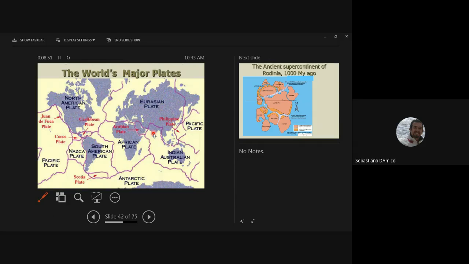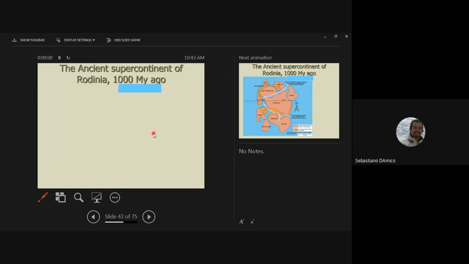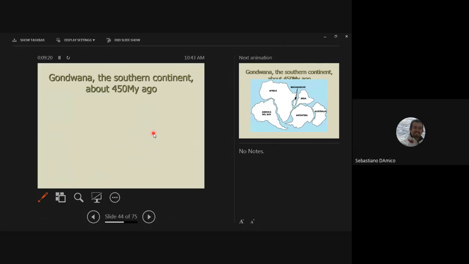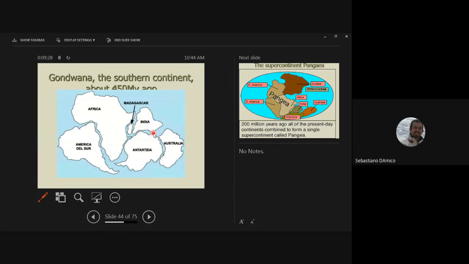So again, this is a picture of what we have today, but some time ago the situation was different. This is a picture of what we had about 1,000 million years ago. The geography of our planet was completely different. We had just one big continent, and 450 million years ago, a good chunk of time has passed, and it evolved into this supercontinent.